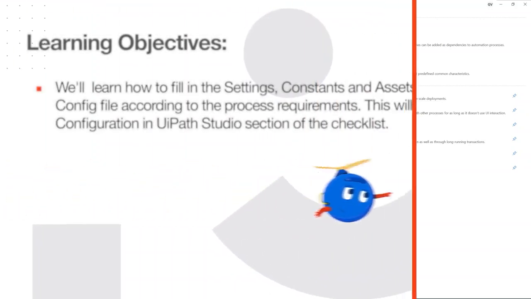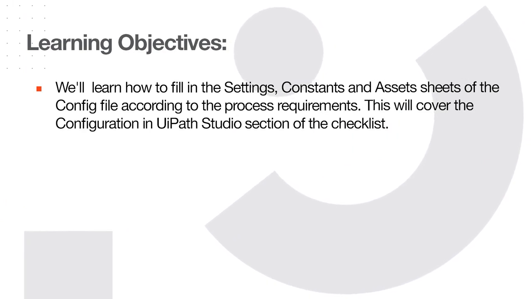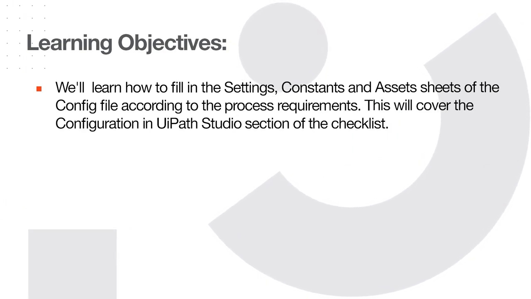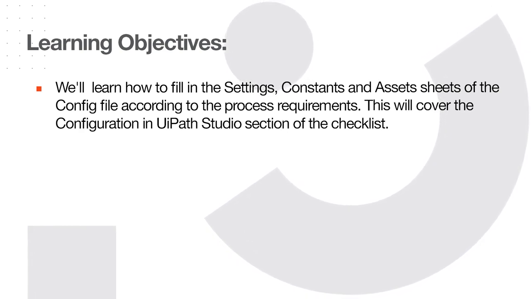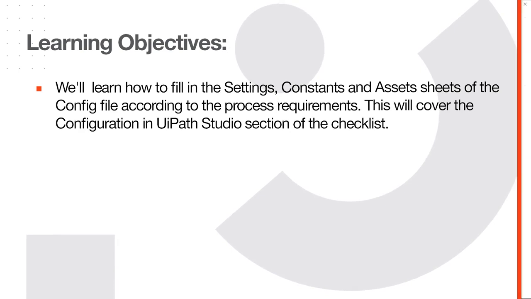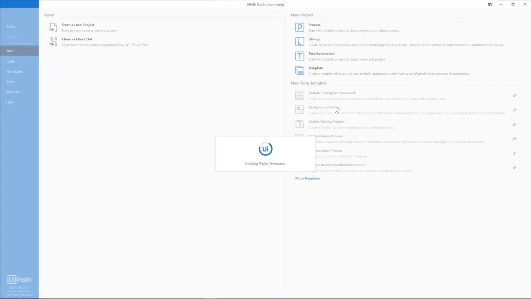In this video, we'll learn how to fill in the settings, constants, and assets sheets of the config file according to the process requirements. This will cover the configuration in UiPath Studio section of the checklist. Ready? Great! Let's start by creating a new project in Studio using the REFramework template.